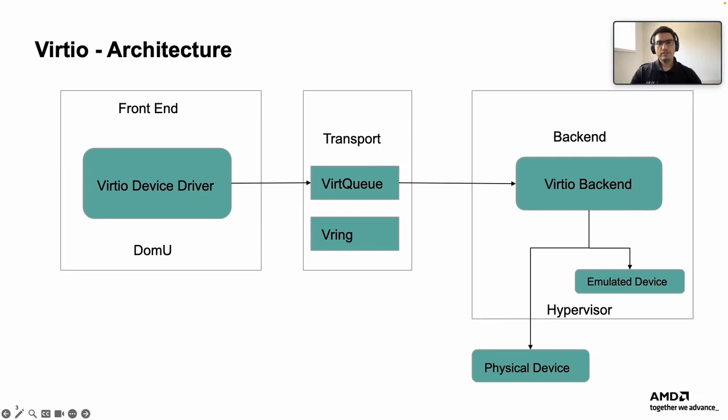And last is the VirtIO backend. The VirtIO backend basically translates the requests it gets from the guest domain into actual operations for either a physical device or an emulated device. It is also responsible for managing the device emulation, data transfer, and the virtual queues.